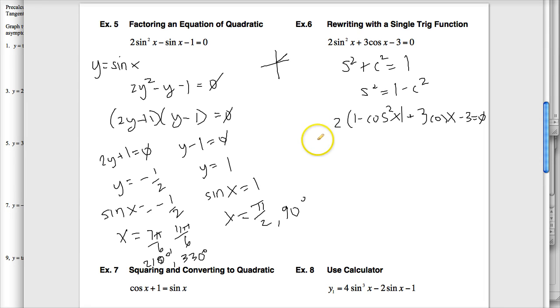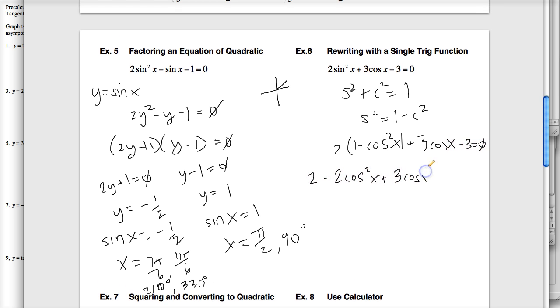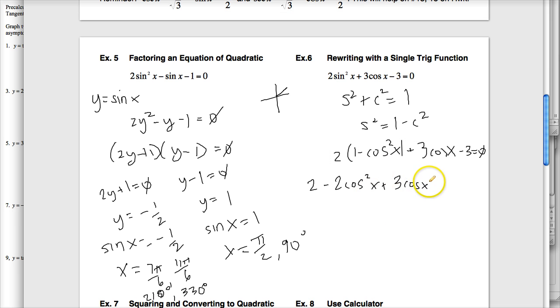So now I've got a type of problem that's very similar to the last problem that we did, except we had to do one additional step. I've got a distributive property going on here, so I'll distribute that 2: 2 minus 2 cosine squared x plus 3 cosine x minus 3 equals 0. Now, I'm going to combine my like terms. I have this positive 2 here. I also have this negative 3 here. So I'm going to combine them. Negative 2 cosine squared x plus 3 cosine x minus 1 equals 0.